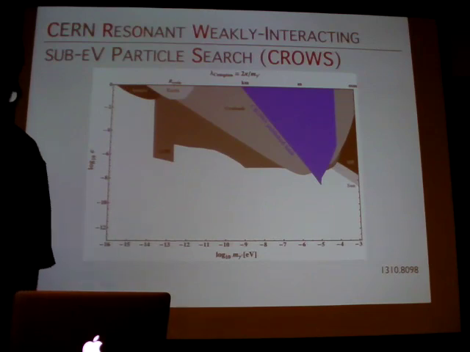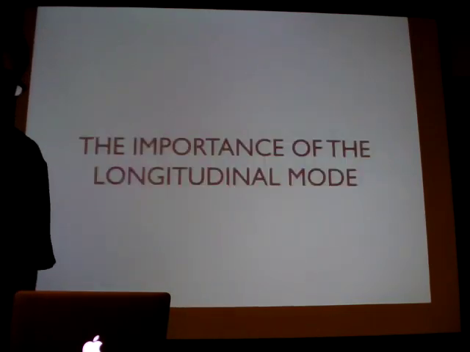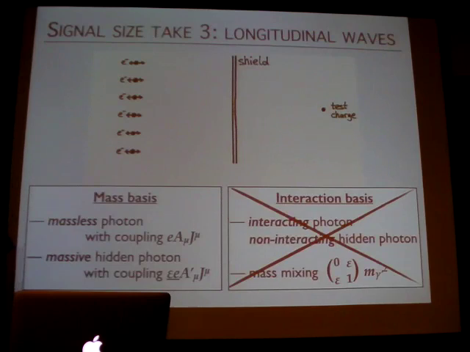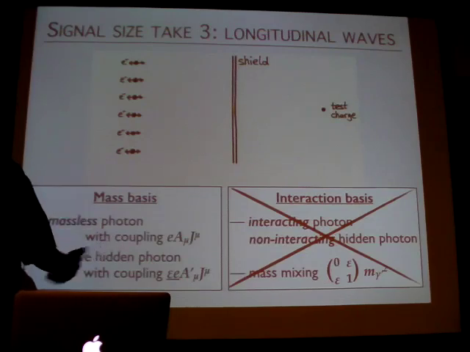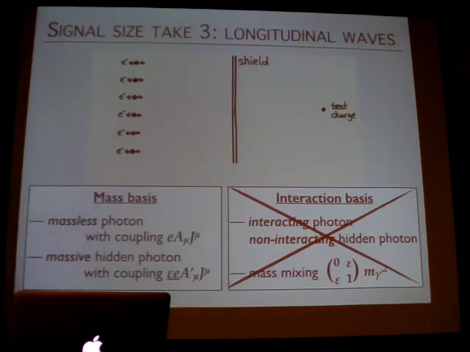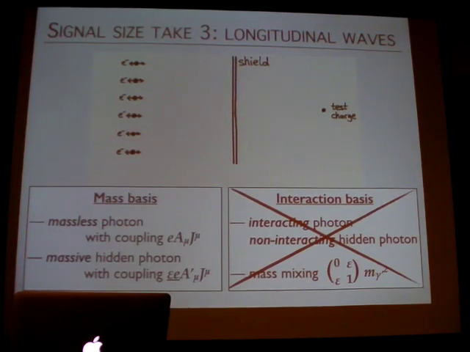And our point is going to be about the longitudinal mode, right? Why is the longitudinal mode different? The point is, the regular photon does not have a longitudinal mode, right? It is a massless particle, so the longitudinal mode is a gauge artifact. It doesn't exist.